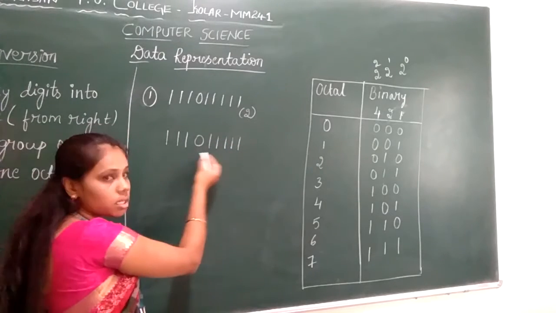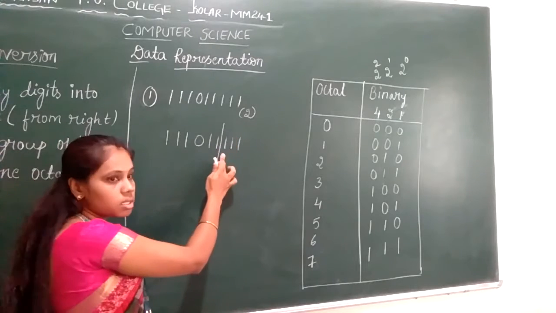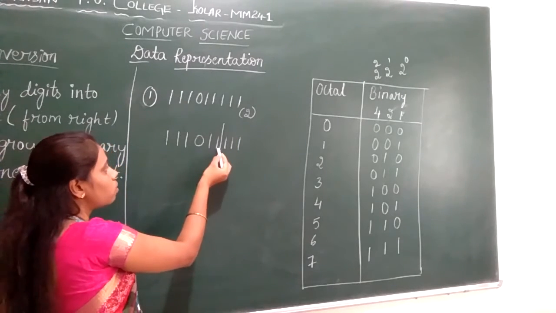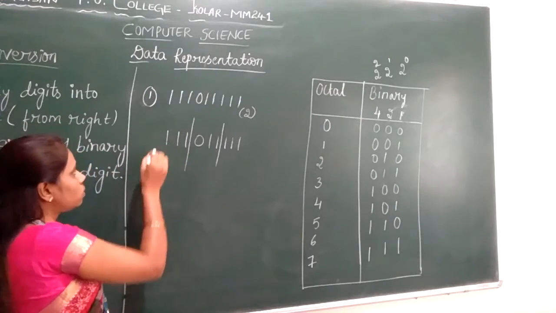Now I divide this number into groups of 3 bits. 1 2 3. So I divide this number. Now again 3 bits, 1 2 3. So there are 3 groups, and this is 1 2 3.